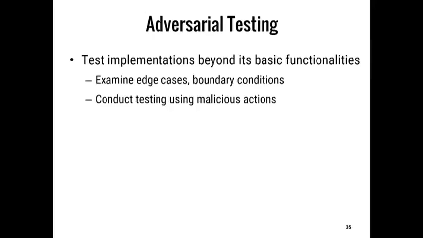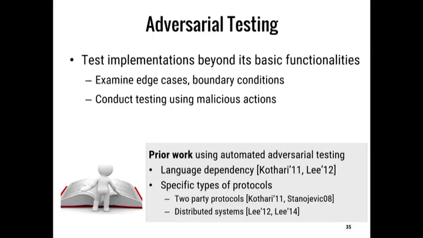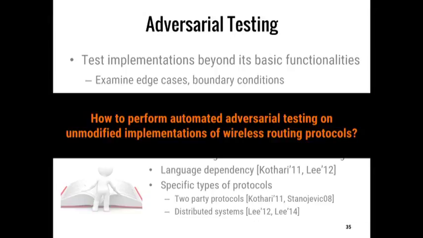There are some prior works that use automated adversarial testing, but they fall short for various reasons. Some of them have programming language dependency, whereas some were targeted at very specific types of protocols, mostly wired protocols. Our protocols were designed for wired networks. So now the question becomes: how can we perform automated adversarial testing on unmodified implementations of wireless routing protocols?